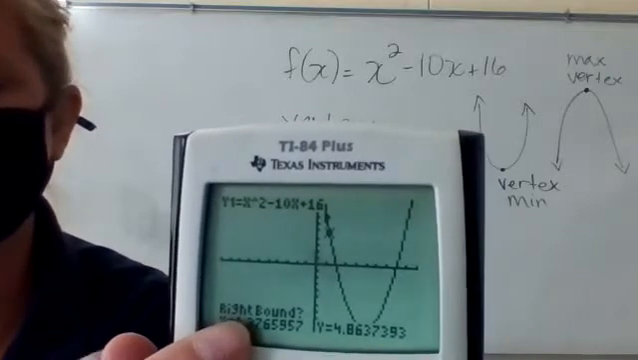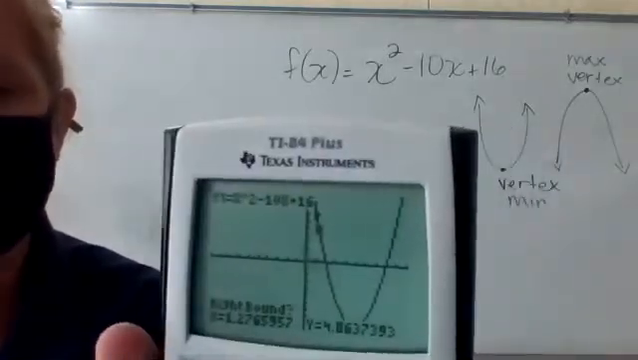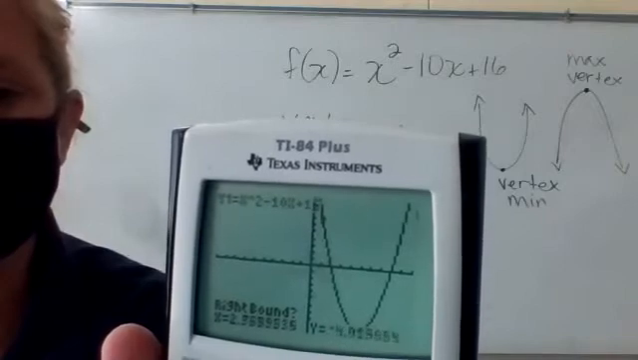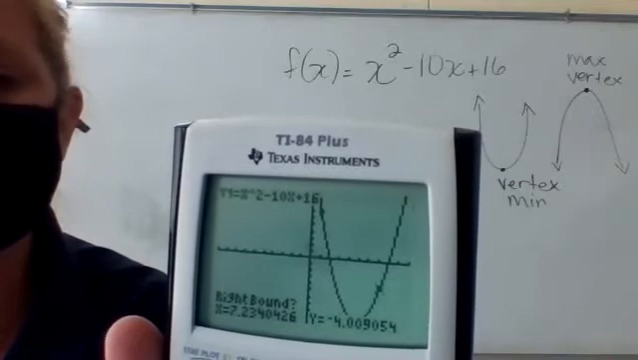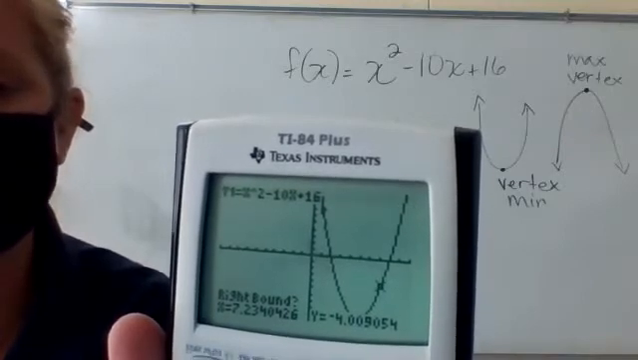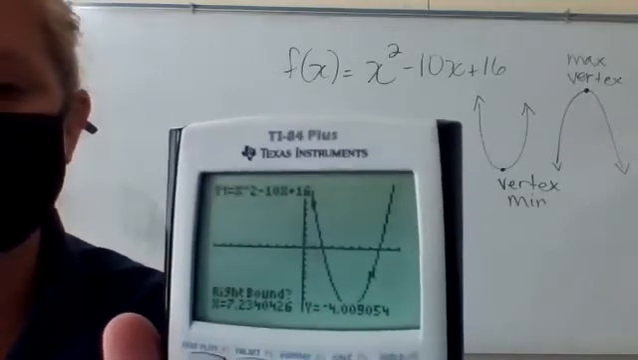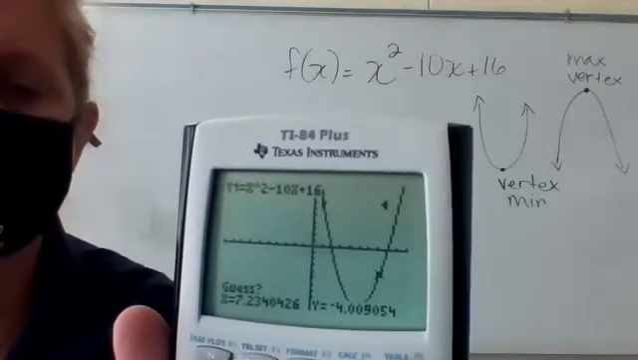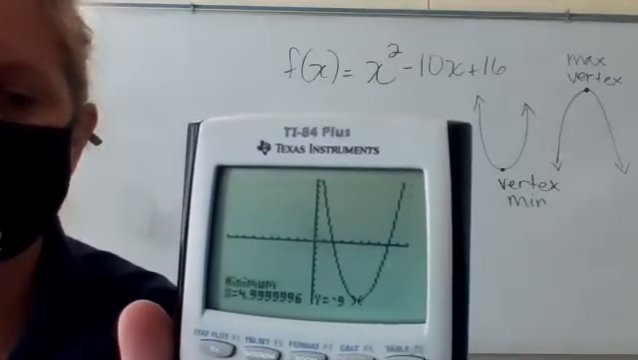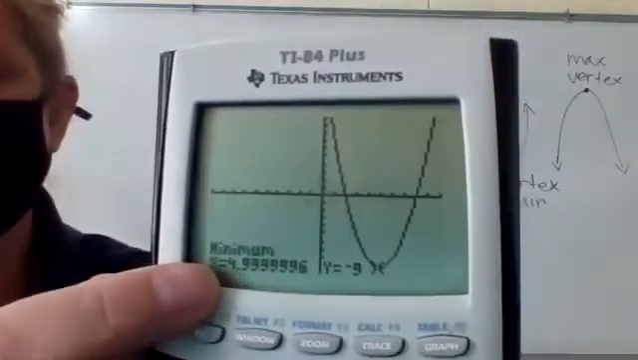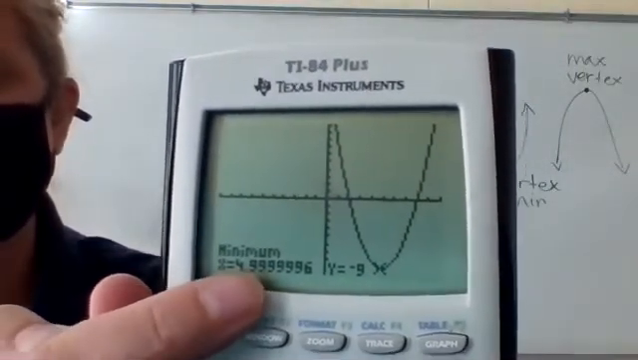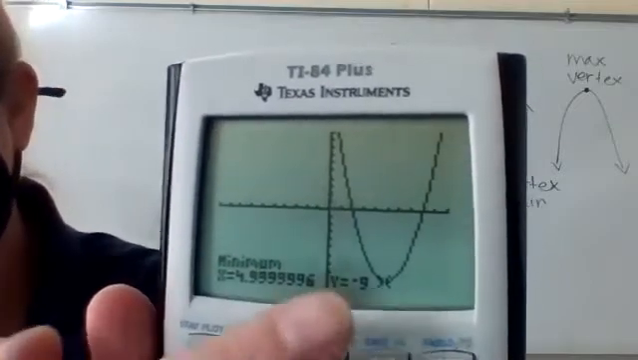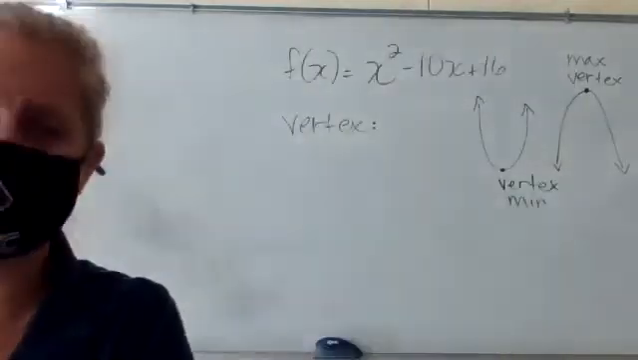Now it tells me to put your cursor on the right side. So I go right arrow to the other side. Anywhere on the other side of the parabola, it doesn't matter as long as you've crossed through that vertex and gotten to the right side. Hit enter twice. This right here tells you where the vertex is, and 4.9999996 is the same thing as saying 5. So it's at 5, -9 is where the vertex is.